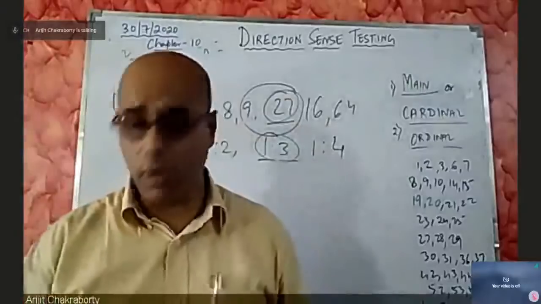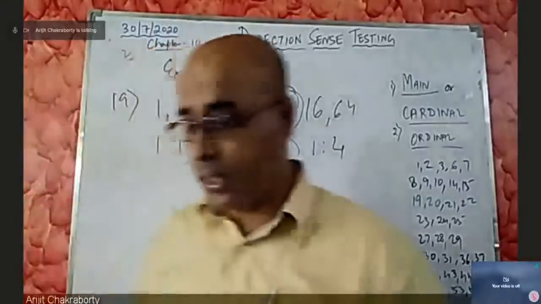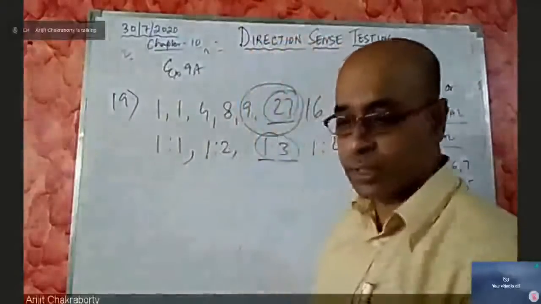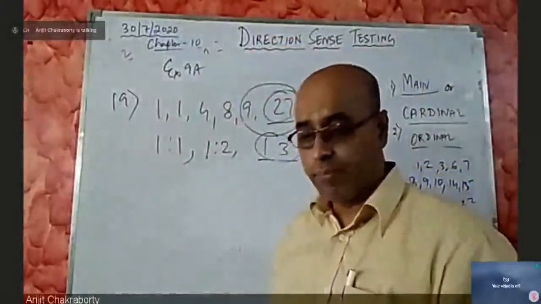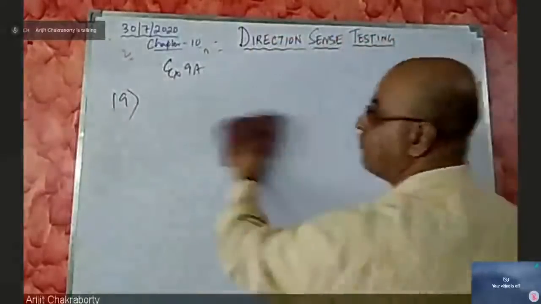But my understanding says that it should be 27. I hope, Manan, you have got clarity now. I've explained it once more. Now I am taking up one more question. This is example number 4, page 9.2.